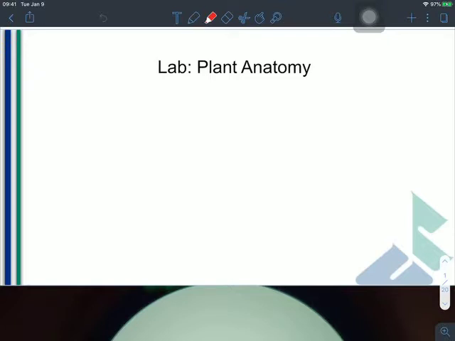Based on the lab instructions, which you certainly should have read prior to watching this video, the first leaf that we're going to be looking at is the lilac plant, or Syringa. Now, lilac has some features that we're going to want to identify.